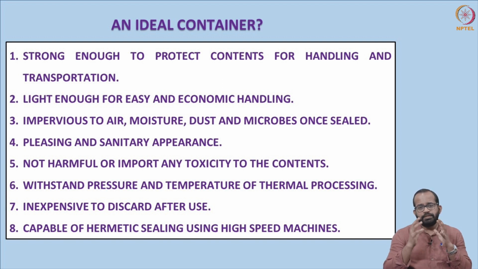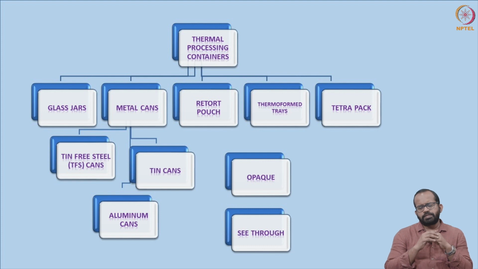So these are the key features that we are looking for in an ideal container which could be used for canning. If we try to generally classify the different kinds of containers that could be used for thermal processing, they could be classified into three categories: rigid containers, semi-rigid containers, and flexible containers. In the case of rigid containers, there are two popularly used materials. One is glass jars or glass containers, and the other is metal cans, so metal containers.